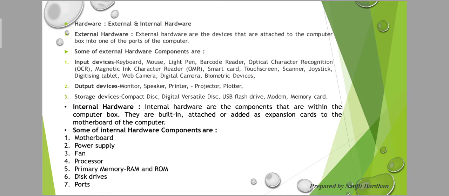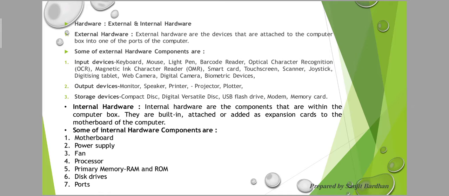Here are two different types of hardware: one is external, one is internal. First of all, we need to know what external hardware is. External hardware means the devices that are attached to the computer box through one port of the computer, like keyboard, mouse, monitor, speaker. These components are all examples of hardware.